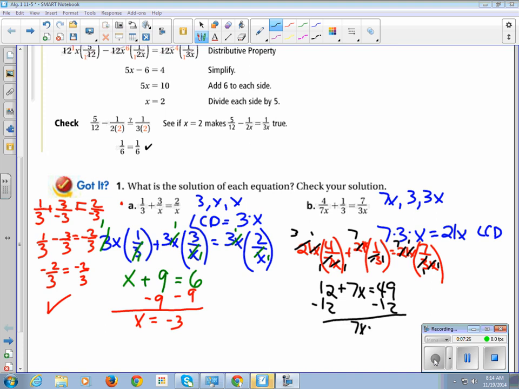7x equals 49 minus 12, which is 35. X is equal to 5 and 2 sevenths. Don't even ask me how I can do that. Years and years of practice.